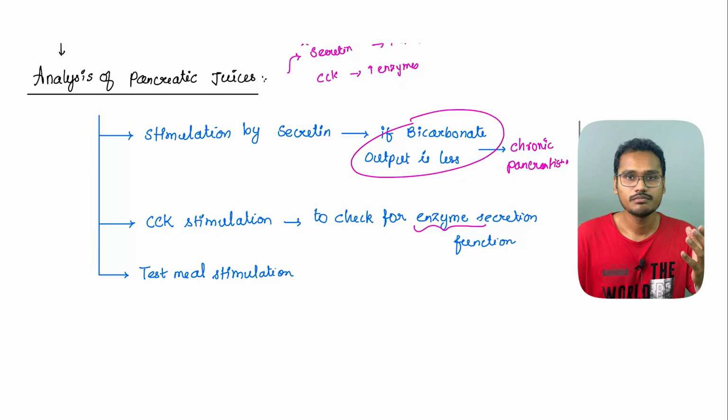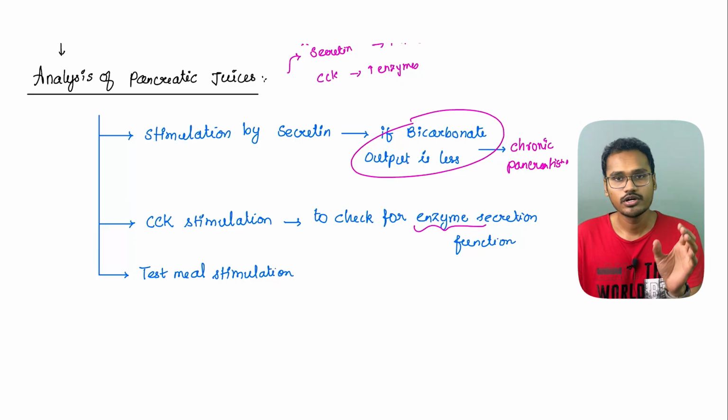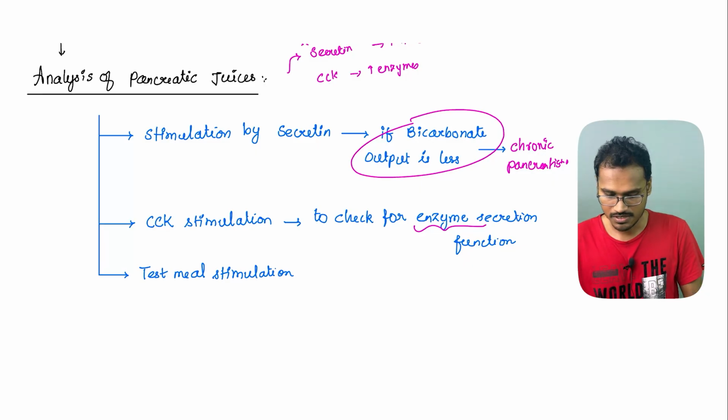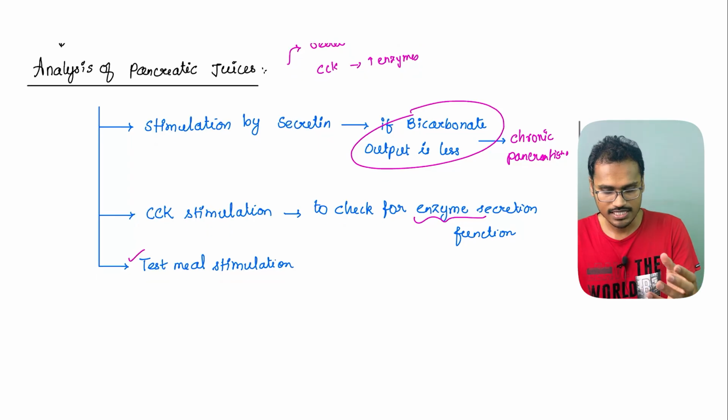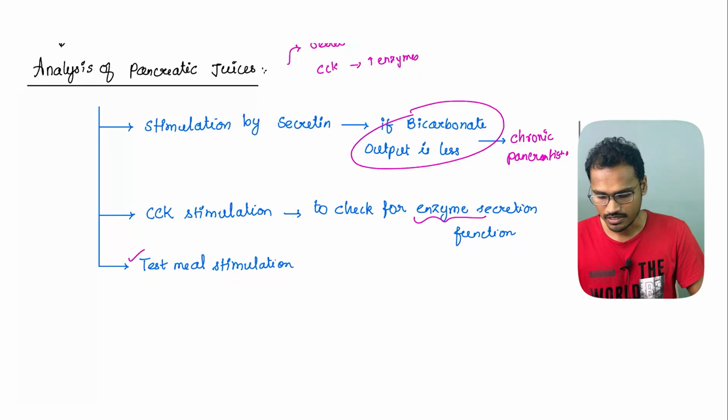Or you can give a test meal also. There will be a standardized meal with certain proportions of carbohydrates, proteins, and fats, wherein you give the test and assess for the levels of pancreatic juices for bicarbonate and enzymes. So that is a test meal test. So these are direct tests where we are directly assessing the levels of enzymes and bioactives.